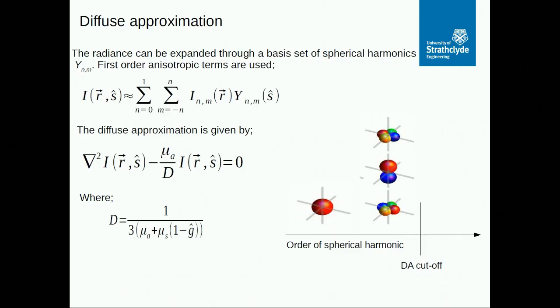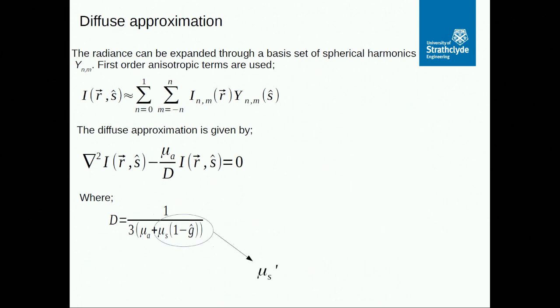So moving on to the diffuse approximation. As I said, we kind of cut off at the first anisotropic term, so the first anisotropic term in spherical harmonics. After a bit of maths, we can arrive at the diffuse approximation as shown here. And this is just showing you again, this is the mu(s) prime. So this is good. How do you solve this?